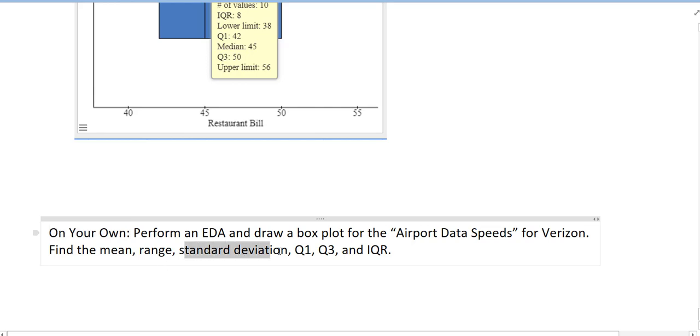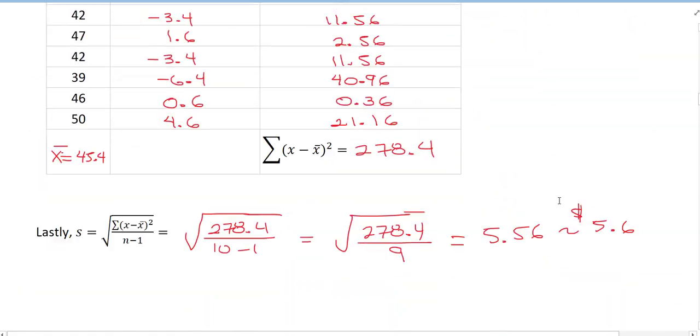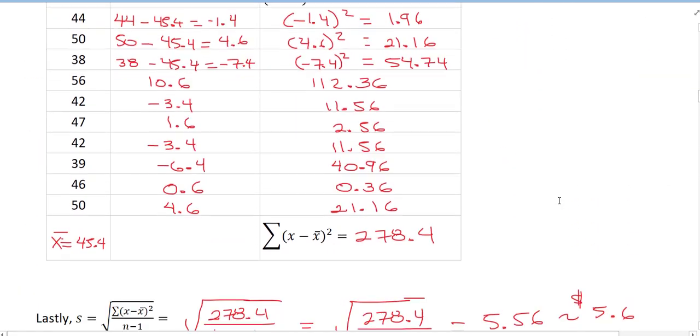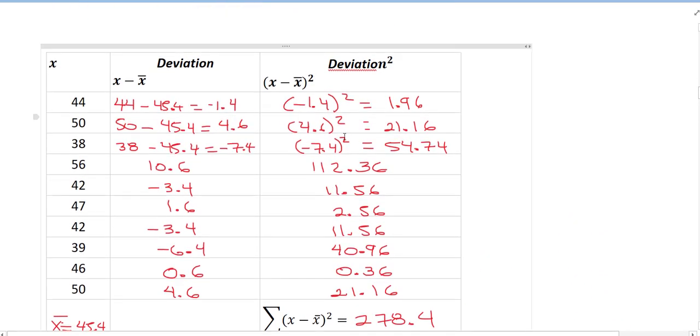I don't want you to do the standard deviation by hand because if you remember the Verizon data speed, it was 50 values in the set. So we don't really want to do the deviation in this formula for 50 values, which is one of the reasons we're using statistical analysis software like StatCrunch, so that we don't have to do these manual calculations for large data sets.